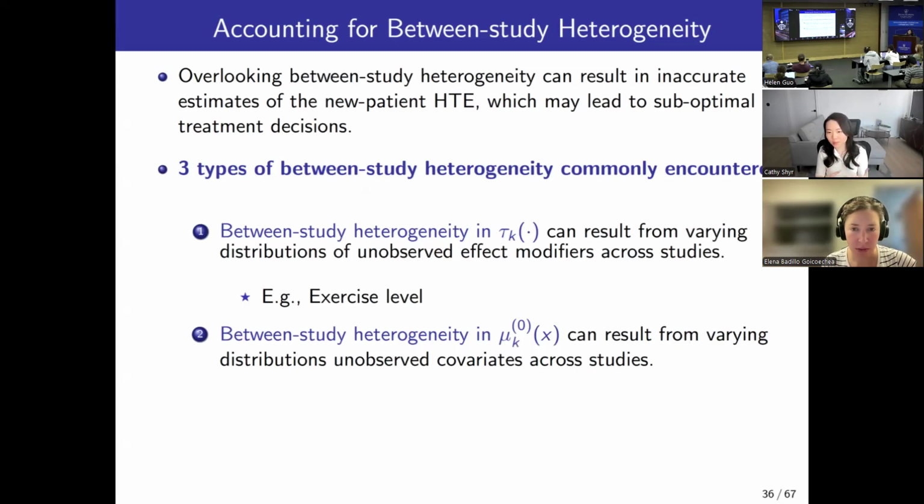And if it's unobserved and 2 studies have different distributions of exercise levels, then we might see differences in the mu k zeros between 2 studies.